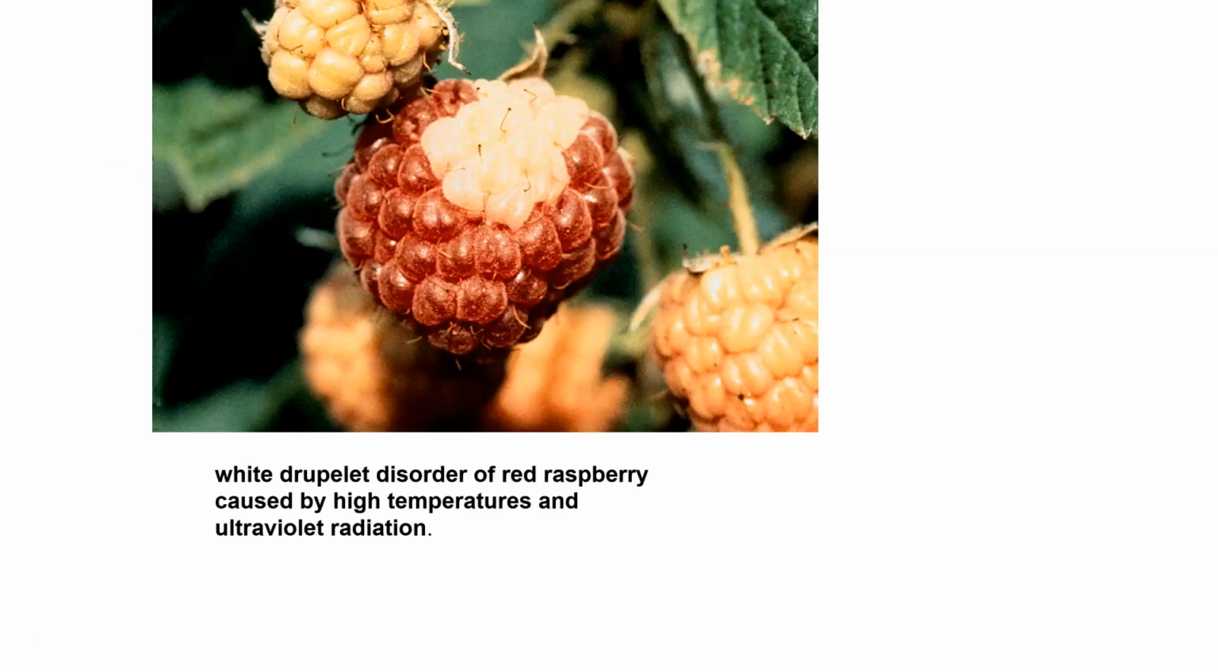This shows you white druplet disorder of red raspberry. It's caused by high temperatures and ultraviolet radiations. When we think of raspberries, normally we think of a cold climate plant. They can grow in warmer climates. However, they have to be somewhat protected because they are somewhat fragile to high temperatures and ultraviolet radiation.